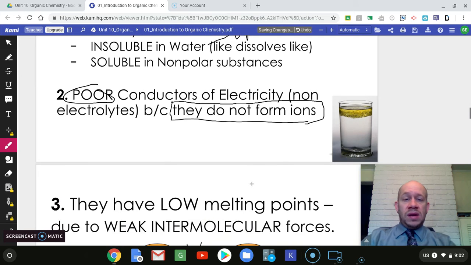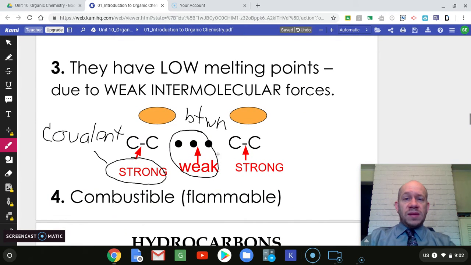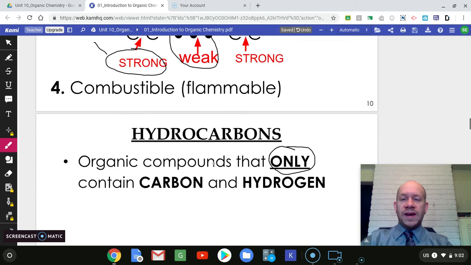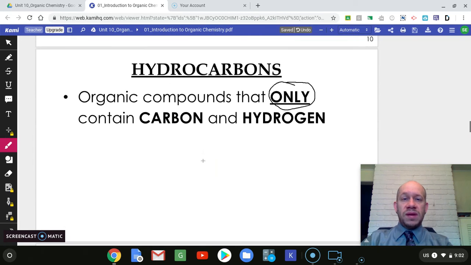3, they have low melting points due to weak intermolecular forces. Recall the intermolecular forces, or the IMFs, are those forces in between different molecules. So this is between our 2 molecules. Within our molecule, we have those strong covalent bonds. And the final property is they are very combustible or flammable. That's why we use many hydrocarbons in our cars to help us power them.